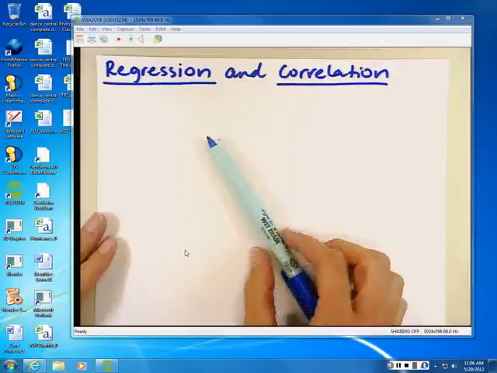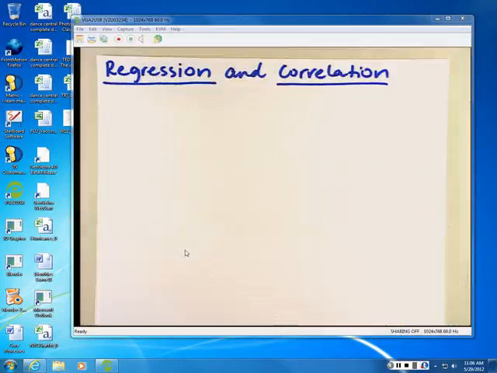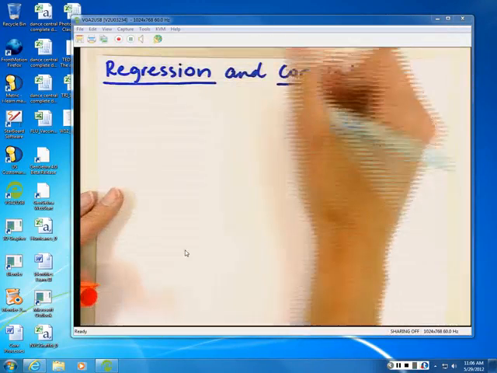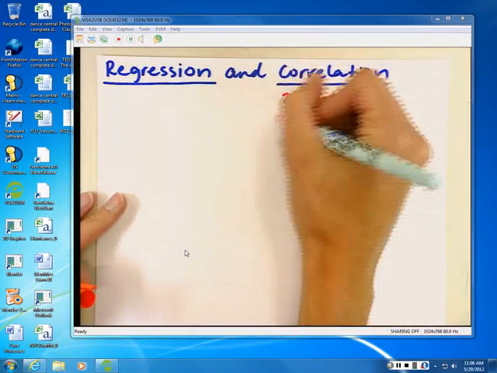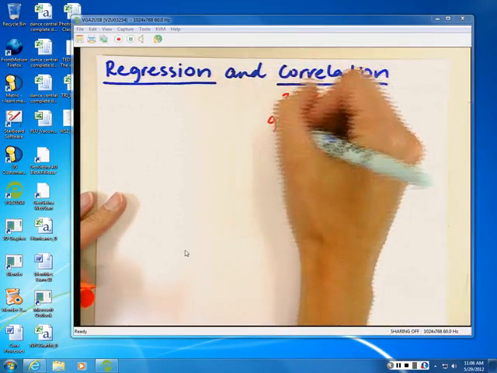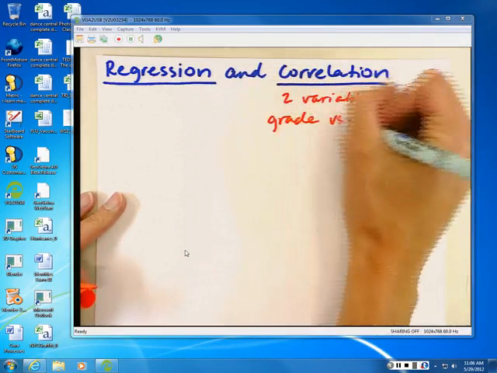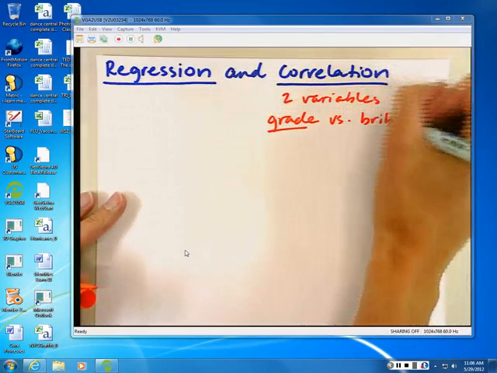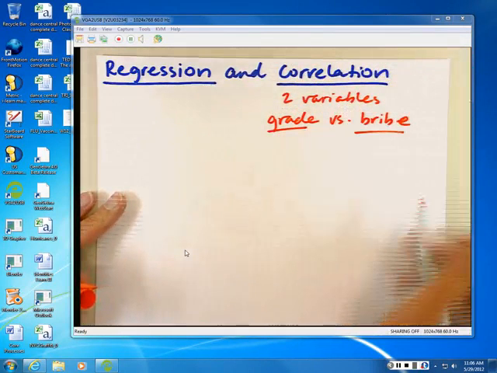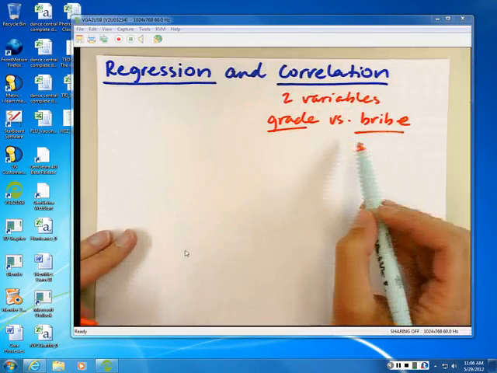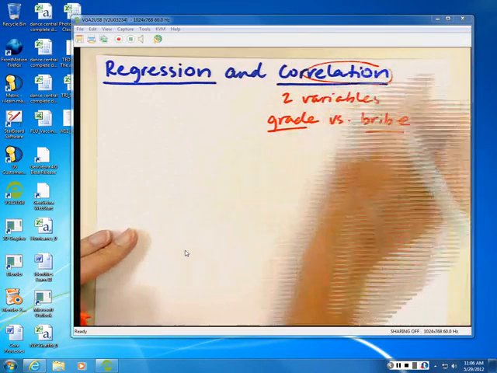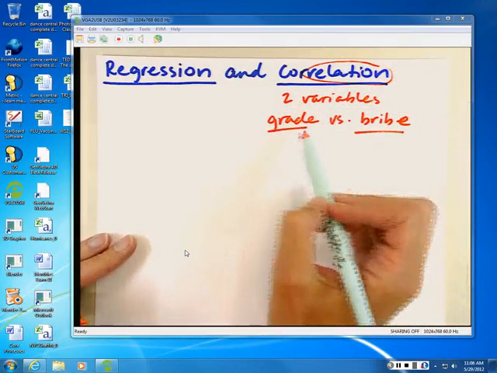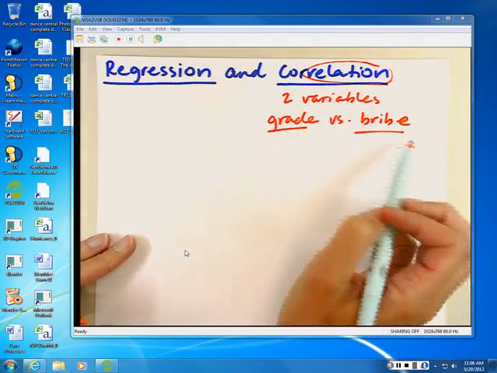In this video, we're going to talk about regression and correlation. As we're looking at these two vocabulary words, let's start with correlation. We're going to look at two variables. The example I'm going to use is grade for one variable versus the amount of bribe, for example. I'll do a couple of different ones for a second variable. So I want to know if there's a relationship or a correlation. Notice how relation is part of that. If there's a relationship between the grade somebody gets and the bribe they give me.